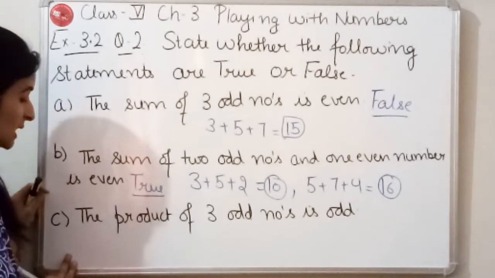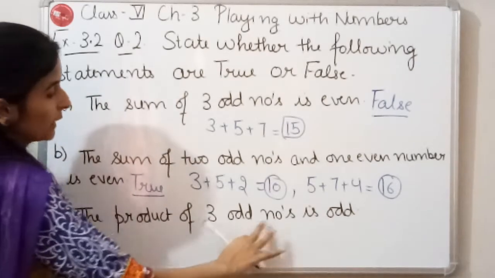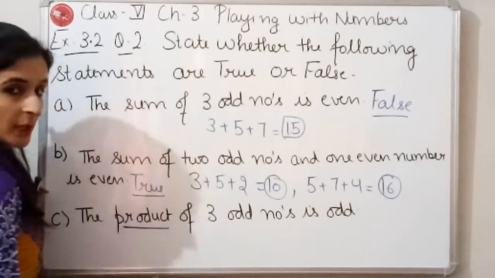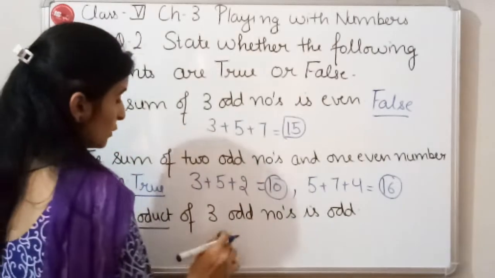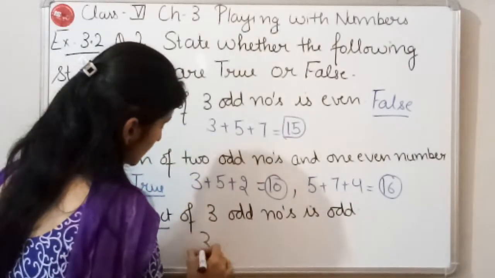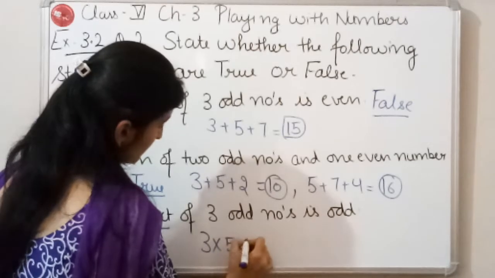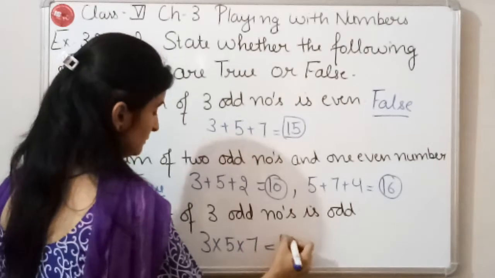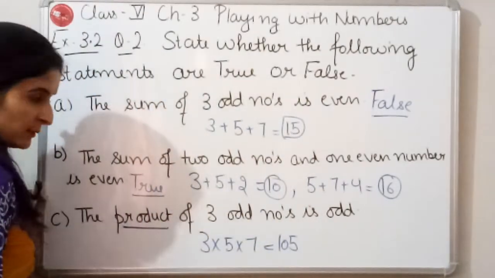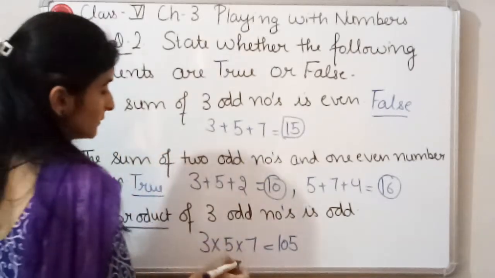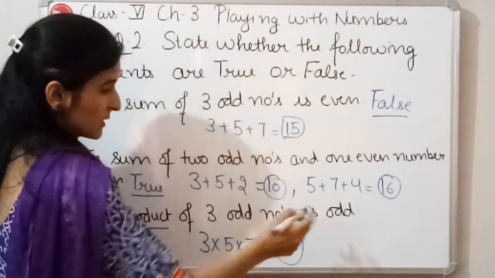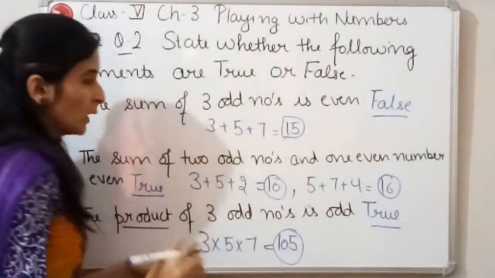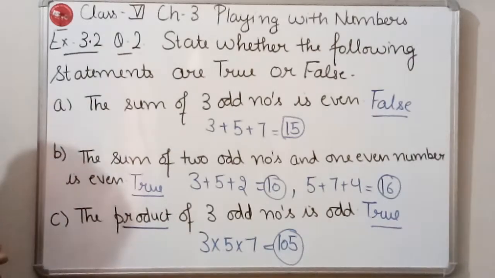Now let's come to C part. The product of three odd numbers is odd. Now we have to find out the product. Product means multiplication. So we have to take three odd numbers. 3 multiplied by 5 multiplied by 7. 3 fives are 15. 15 sevens are 105. So 105 is an odd number. So this statement is true. Clear? Now let's move to the next part of this question.